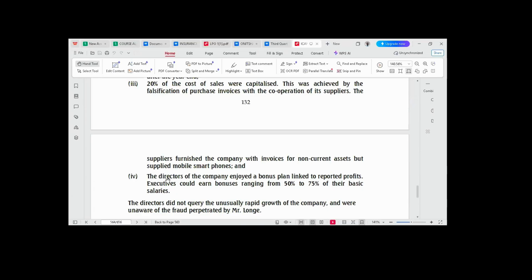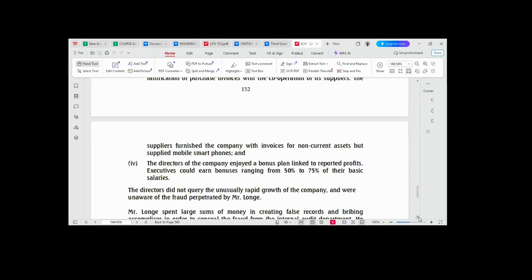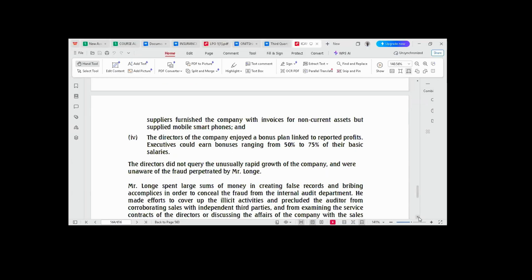Number 4, directors of the company enjoy a bonus plan linked to reported profit. Executives could earn bonuses ranging from 50% to 75% of their basic salary. All right. What that means is that it's what they reported. It's from there they are going to pay the directors as what? As dividend, okay? Or fees, directors' fees, okay?